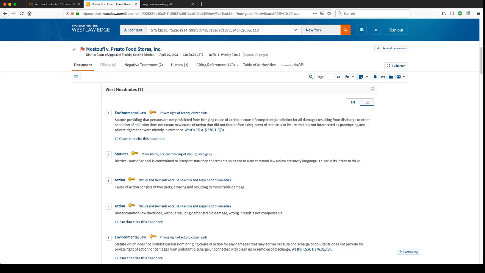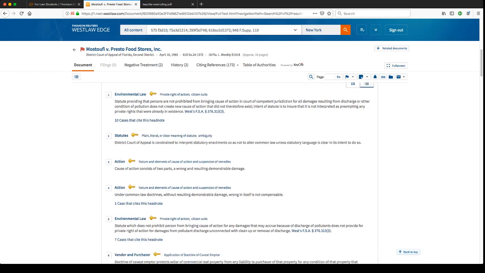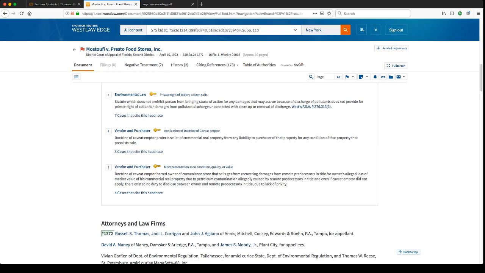Well, again, shortcut on Westlaw. You already know that the headnotes will summarize each individual point of law in the case. This case has 7 distinct issues. Issues 1 and 5 deal with the topic environmental law. Issues 3 and 4 deal with the topic causes of action. Let's say for argument's sake that I'm writing a memo or brief dealing with the doctrine of caveat emptor. Those are issues 6 and 7 in this case. So I've now identified that these are the issues that are really important to me for my argument.